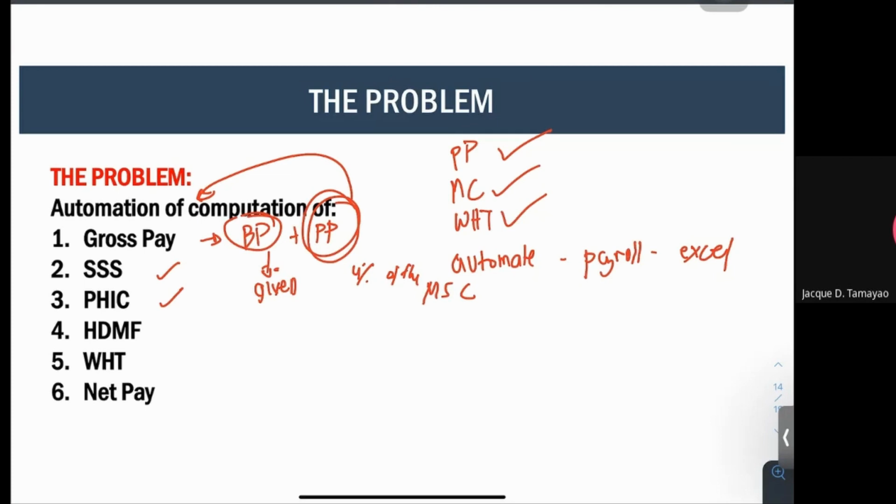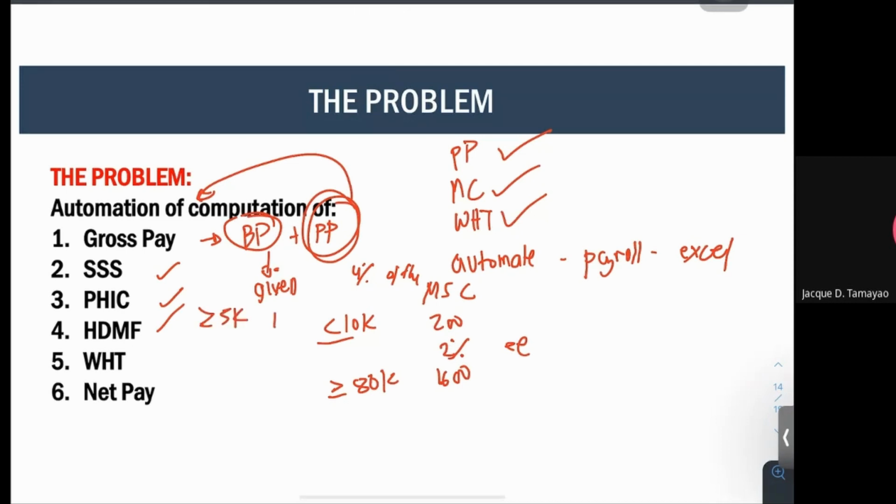PhilHealth. We also know how to compute your PhilHealth already. It depends on whether it is less than or equal to 10K, so we will pay 200. If it's greater than or equal to 80K, we pay 1/6. If not, we pay 2% for the employee. That is the deduction for the employee. HDMF. We already know all that. If that is greater than or equal to 5K, we will pay 100. If not, we pay 2%. If it's less than or equal to 1.5, we pay 1%. Withholding tax, we use your withholding tax table.